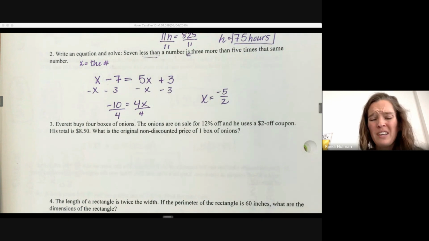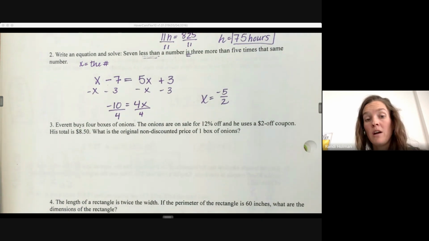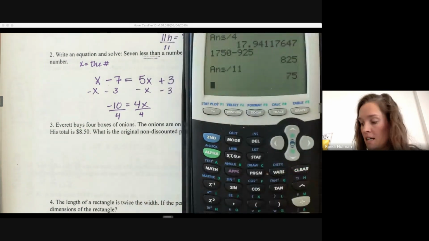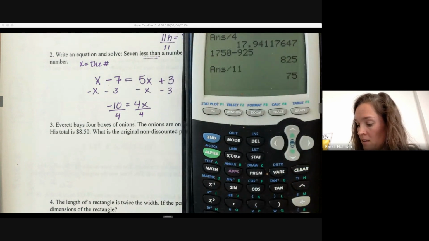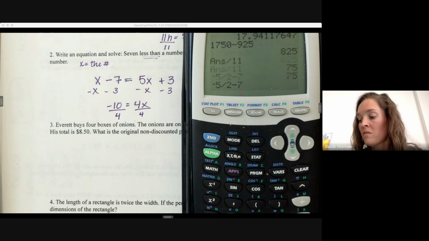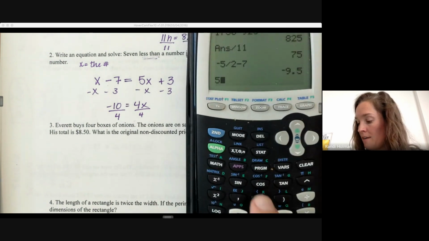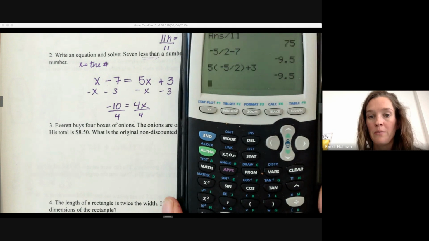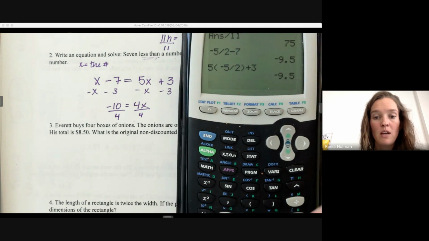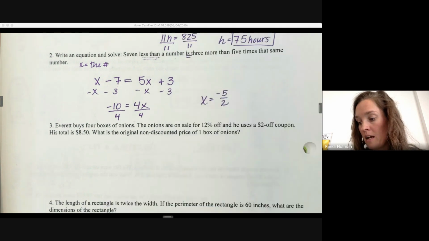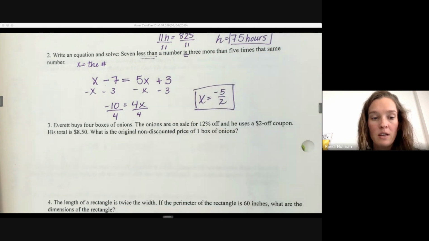Okay, if you're not sure, you're like, oh, that seems weird. It does seem weird. I agree. Let's check it. If I take 7 less than negative 5 halves, do I get the same as 3 more than 5 times that same number? Well, yeah, we get the same thing on both sides, which means we solved it correctly. Okay, we get negative 5 halves as our solution there.